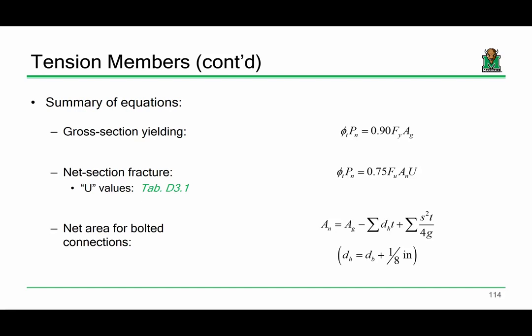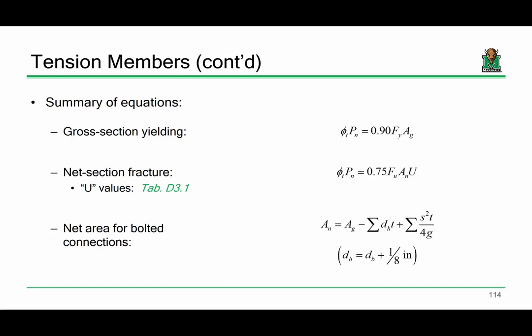So we have gross section yielding, which is one of our 2 primary limit states. The other is net section fracture. Remember, the code lists that the formula is 0.75 FuAe for net section fracture, but Ae is just our net area times the shear lag factor, so just do it all at once. There's really no need to compute an effective net area separately.